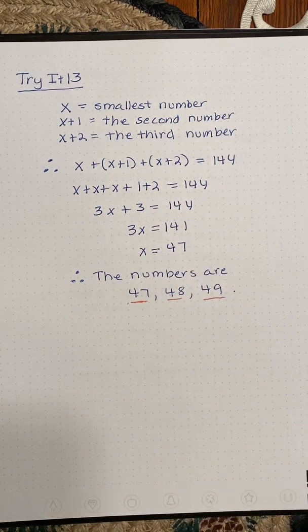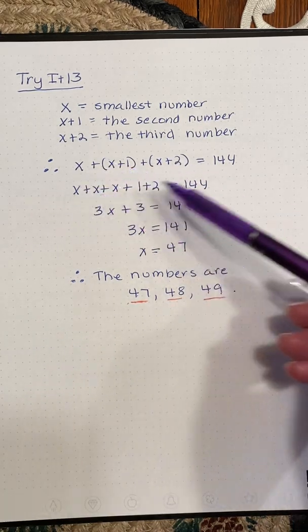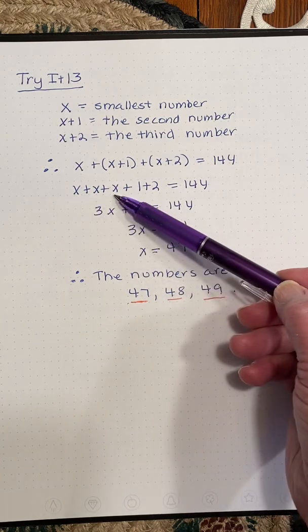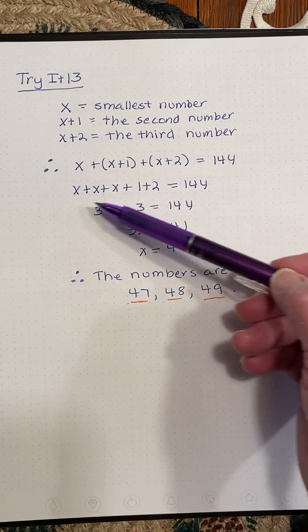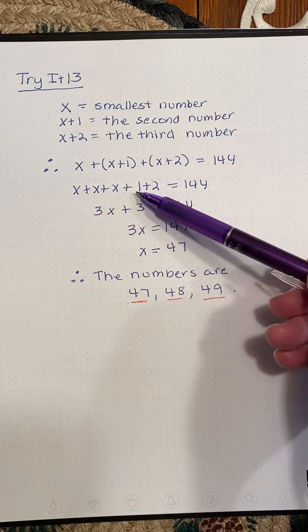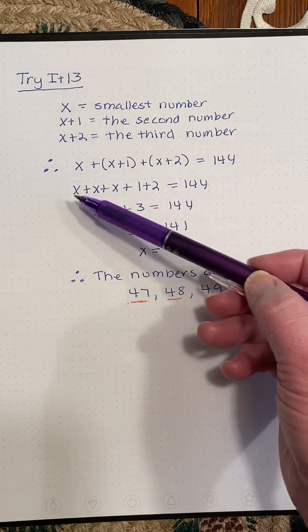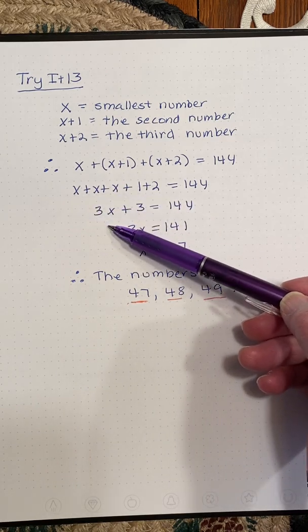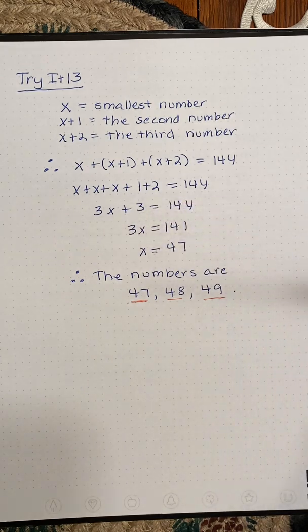At this point, I just solve the equation. So since it's addition, I can line them up any way I want. So I get all my x's together and I get my constants together. So x plus x plus x plus 1 plus 2 is 144. Now I combine like quantities. There's 3 of these, so it's 3x. And 1 plus 2 is 3, so 3x plus 3 is 144.